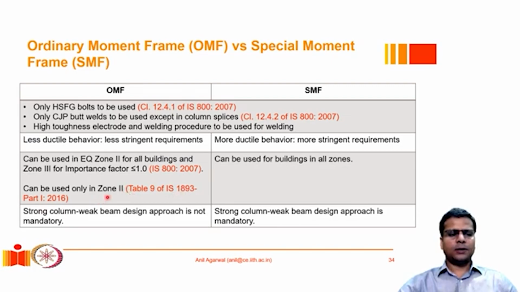IS 1893 Part 1 again differs slightly from IS 800. IS 1893 says that OMFs can be used only in zone 2. So IS 1893 does not allow the use of OMF in zone 3, even for less important buildings. Also, there is an important philosophy when it comes to the design of earthquake resistant structures, which is known as the strong column weak beam design philosophy. This approach is not mandatory for ordinary moment frames. However, it is mandatory for special moment frames.